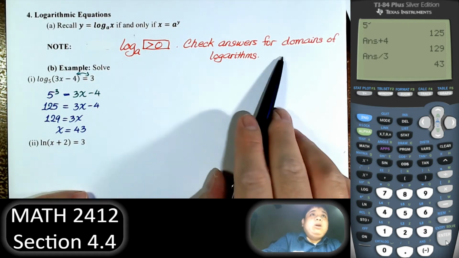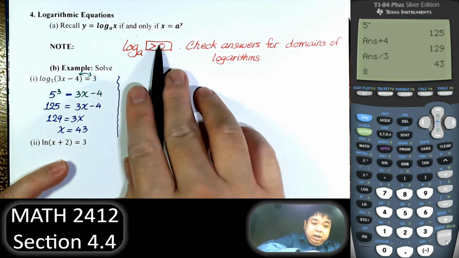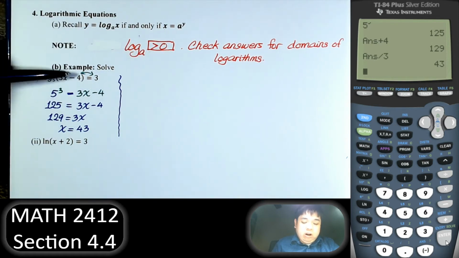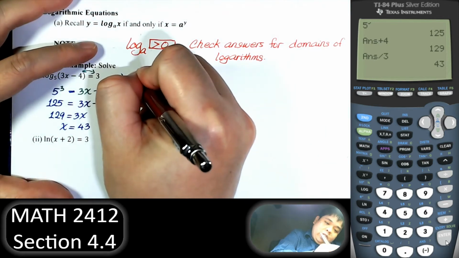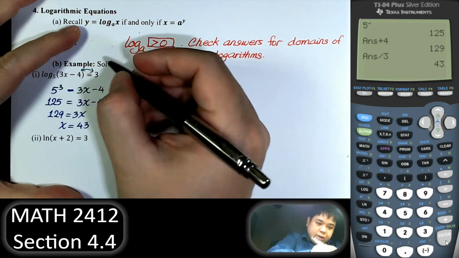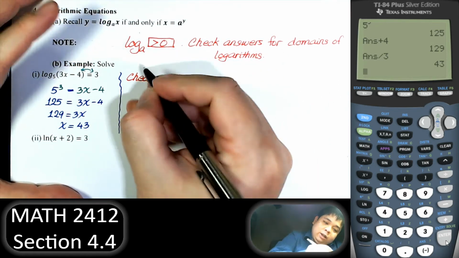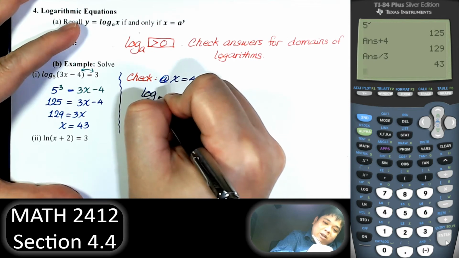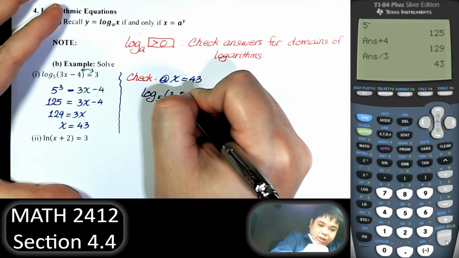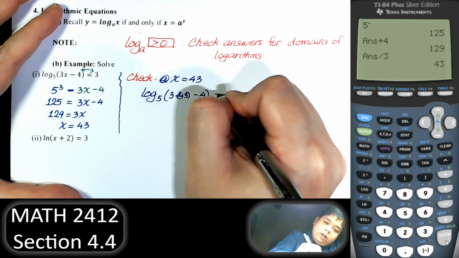Right. Now, we always have to check the logarithmic equation to make sure that the domain is positive. Make sure whatever we put in the log has to be positive. So here we'll check for x equals 43. So we have log base 5 of 3 times 43 minus 4 equals 3.